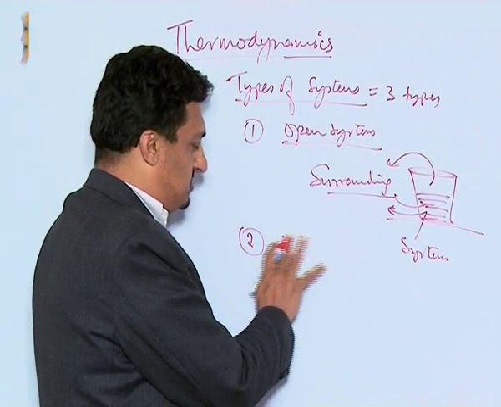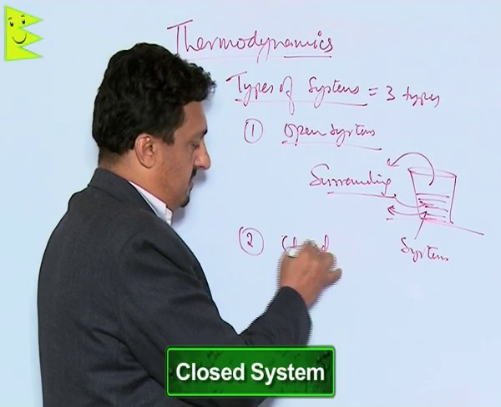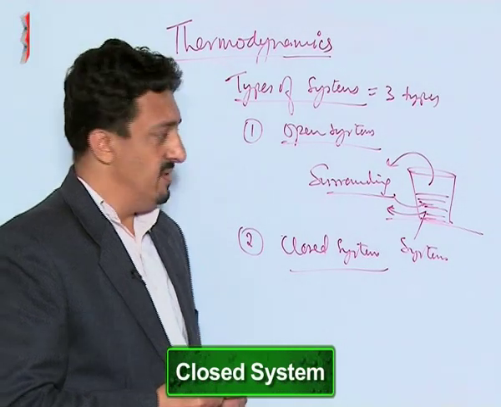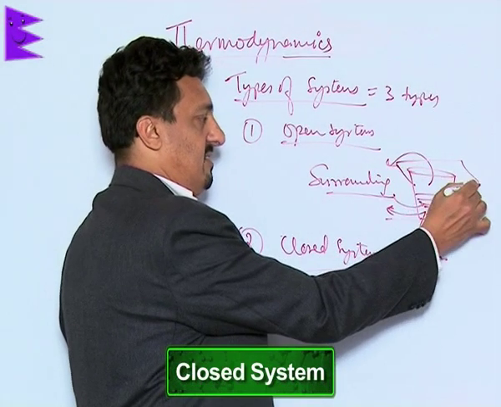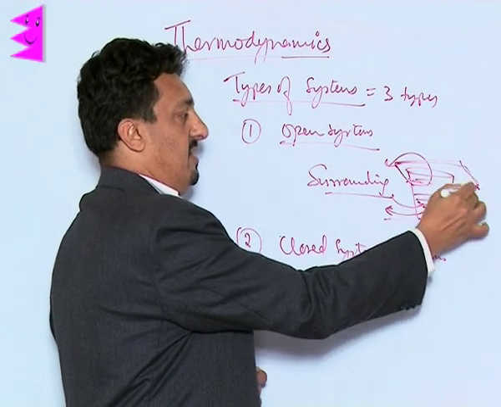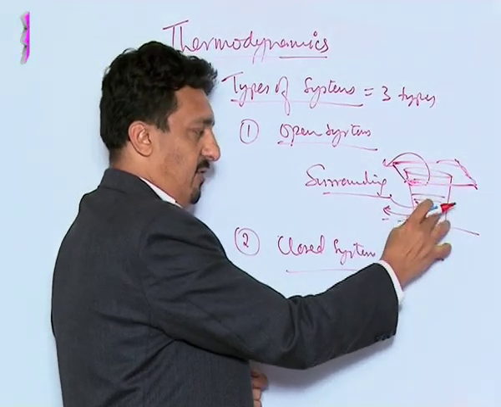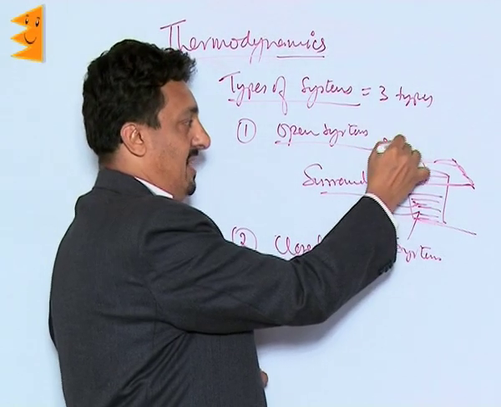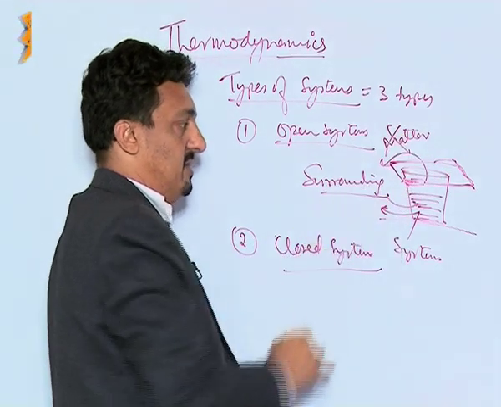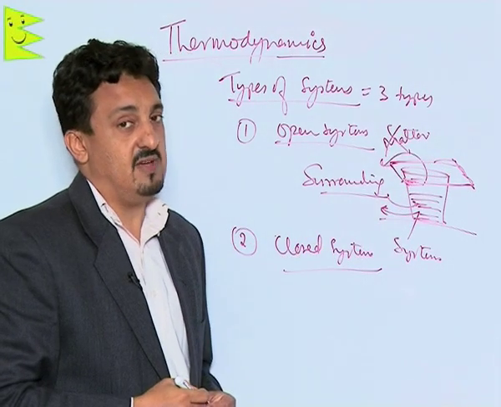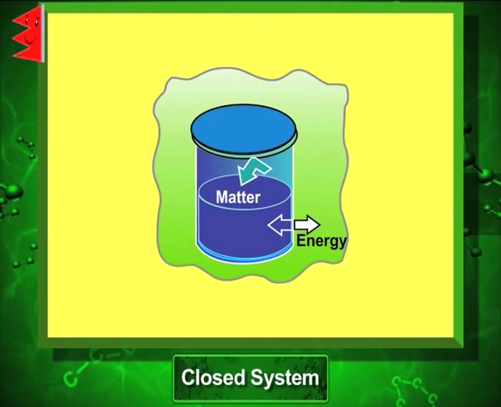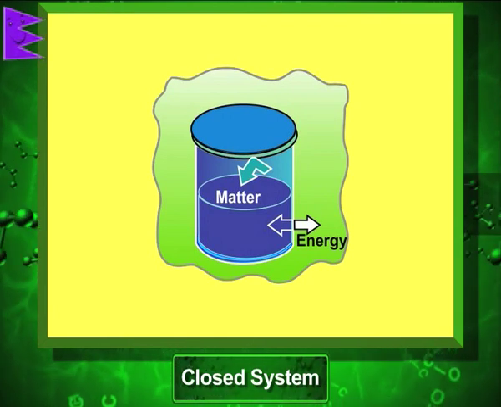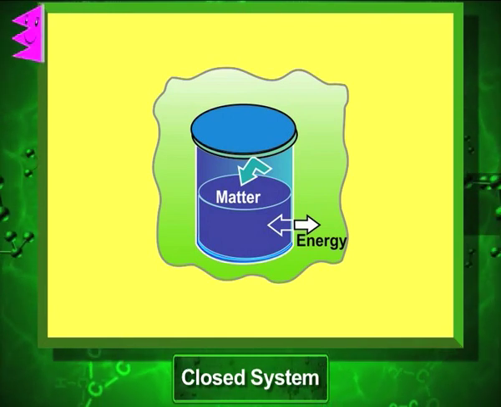The second type of system is called the closed system. In the closed system, if suppose we close this glass having water, we put a lid over it, the water inside this glass is not able to come out now. So no exchange of matter takes place between the system and the surroundings. We call this type of system a closed system. So a closed system is a system in which only the exchange of energy takes place between system and surroundings, but no exchange of matter takes place.